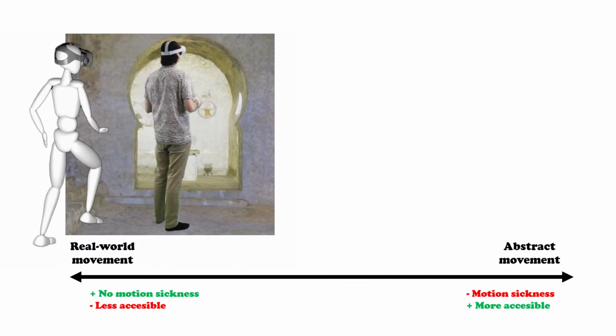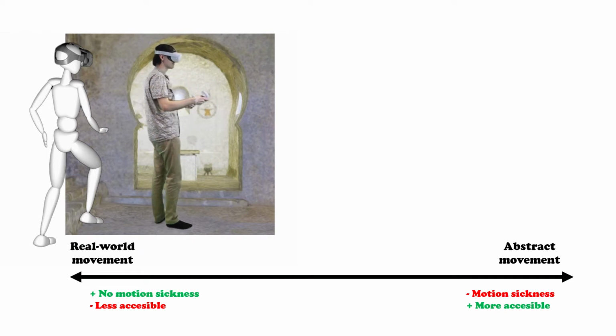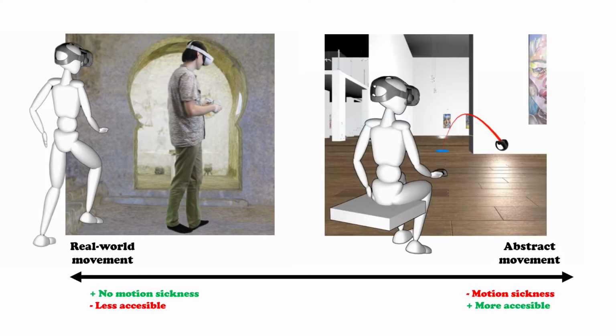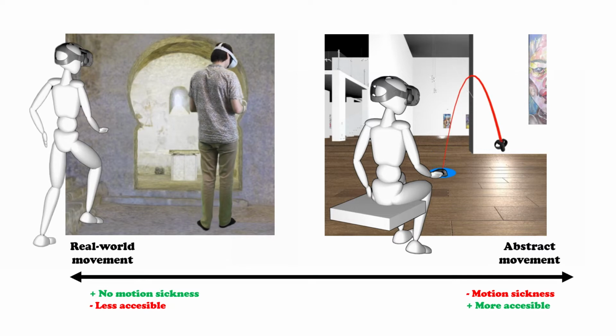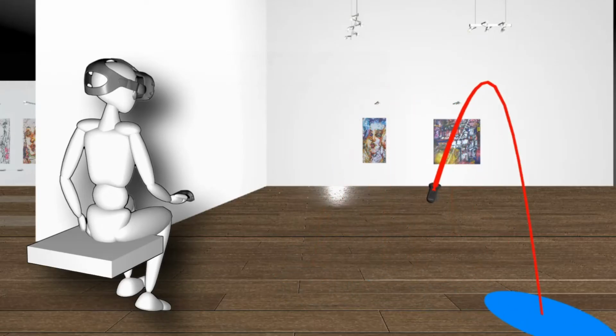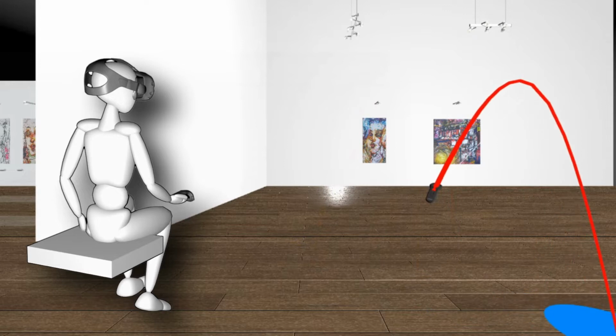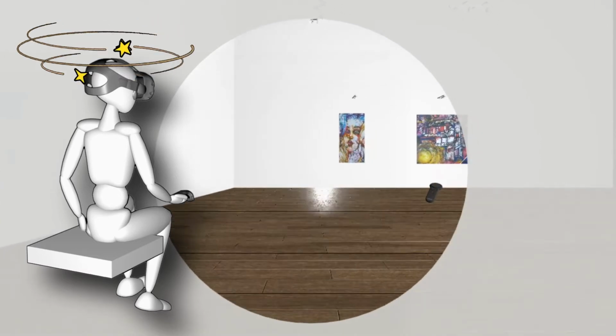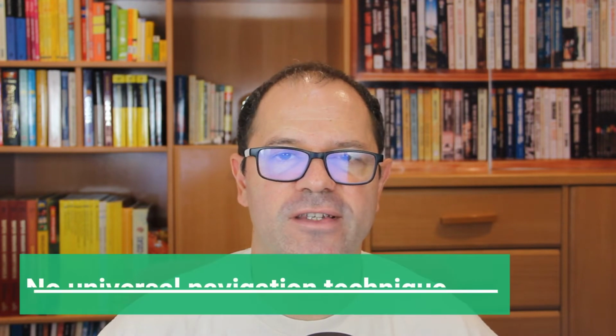In other words, if the navigation technique mimics real-world movement, you minimize motion sickness, but you make your application less accessible to people with limited mobility. Conversely, if the navigation technique departs from real-world movement and embraces a more abstract mapping, for example, just pointing or looking, then we increase accessibility, but we also create discrepancies between visual and vestibular stimuli, which might result in user discomfort and motion sickness.